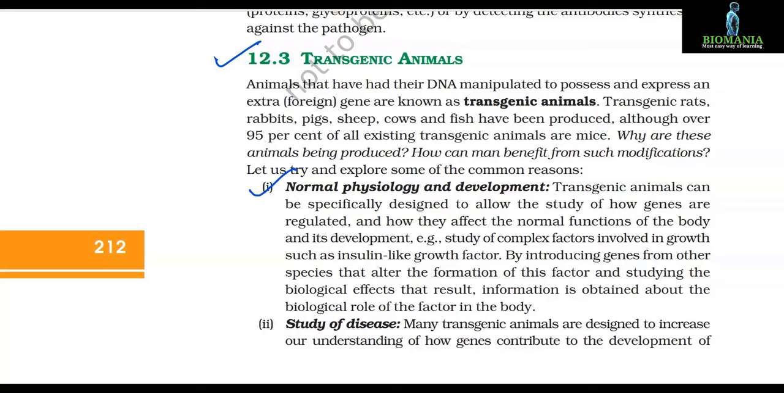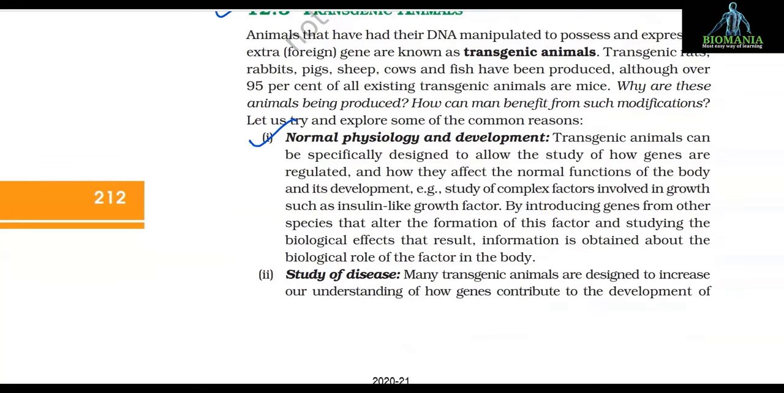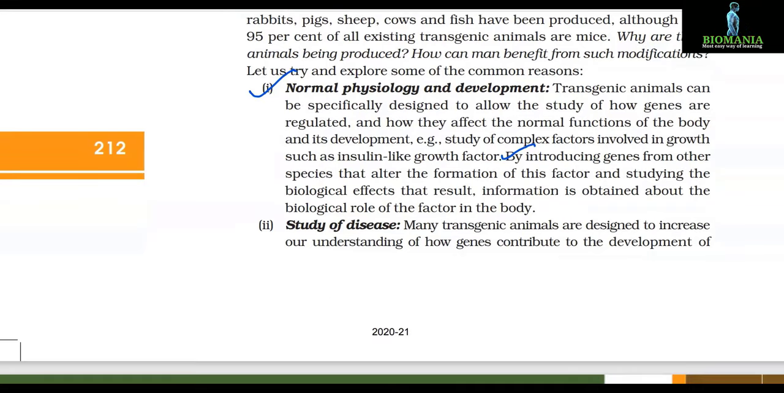Number 1. Normal physiology and development. Transgenic animals can be specifically designed to allow the study of how genes are regulated and how they affect the normal functions of the body and its development. Example, the study of complex factors involved in growth such as insulin-like growth factor. By introducing genes from other species that alter the formation of this factor and studying the biological effects that result, information is obtained about the biological role of the factor in the body.